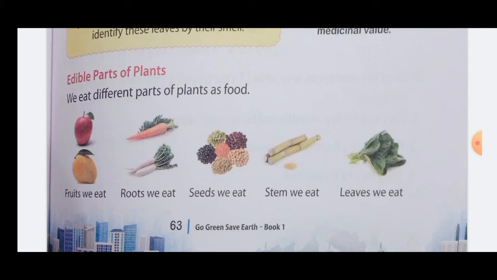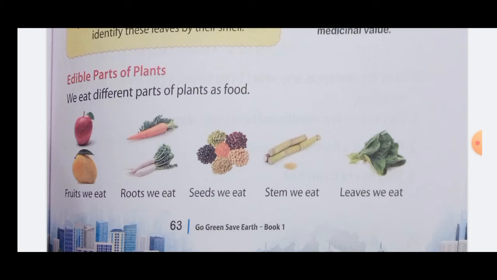First part is root. We eat roots of some plants like carrot, radish, beetroot or sweet potato as vegetables. Stem. We eat stems of some plants like potato, onion and ginger as vegetables. Leaves. We eat leaves of some plants like spinach, cabbage and lettuce as vegetables.